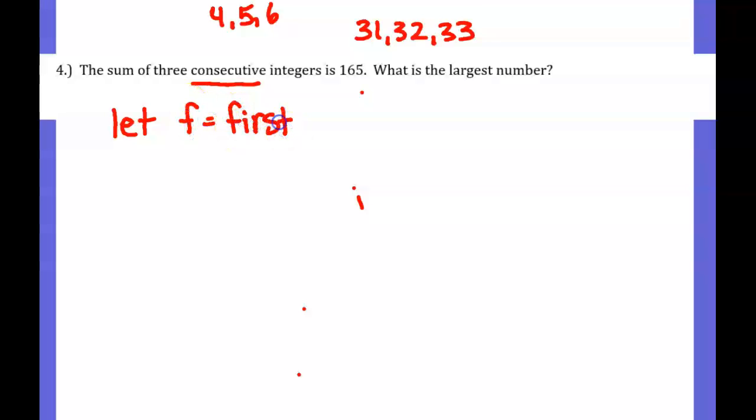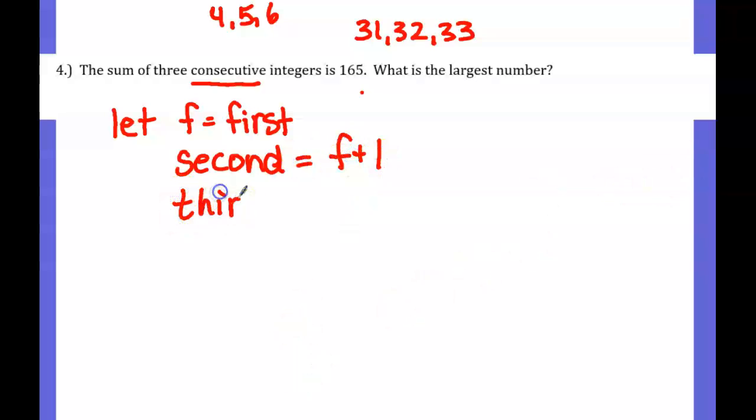Okay, now I know I need the first, the second, and the third. Now if f is my first number, my second number would just be the first plus 1. And then my third number would be my first number plus 2. So for instance, if I had 4 and I added 1, I would get 5, and added 2, I would get 6. So those are 3 consecutive integers. That's how we can represent it.